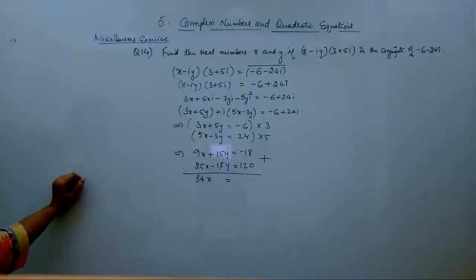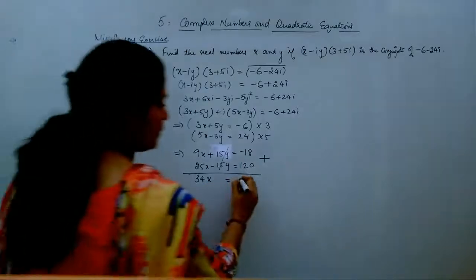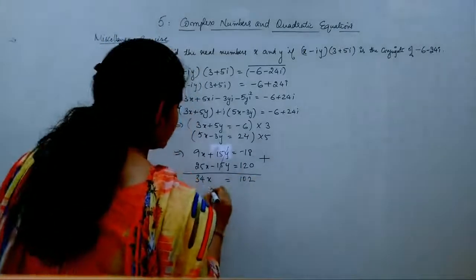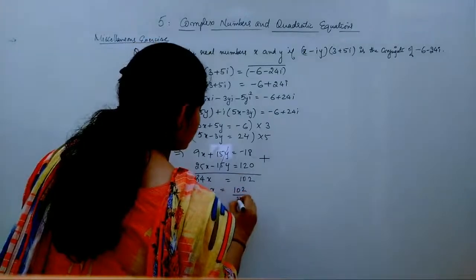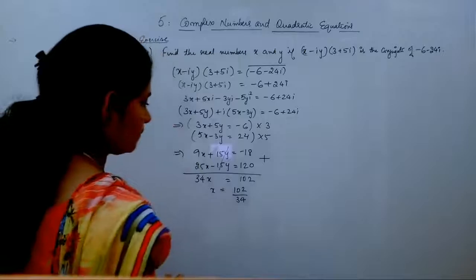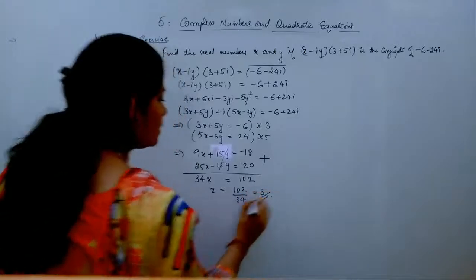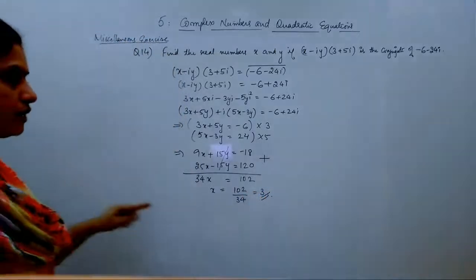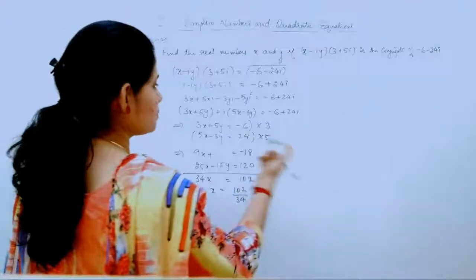120 minus 18 will give you how much? 102. So that your x is 102 by 34, and this will give you equal to 3. So your x value is 3. Now you have to find out the y value. For that you can use any of the equations.